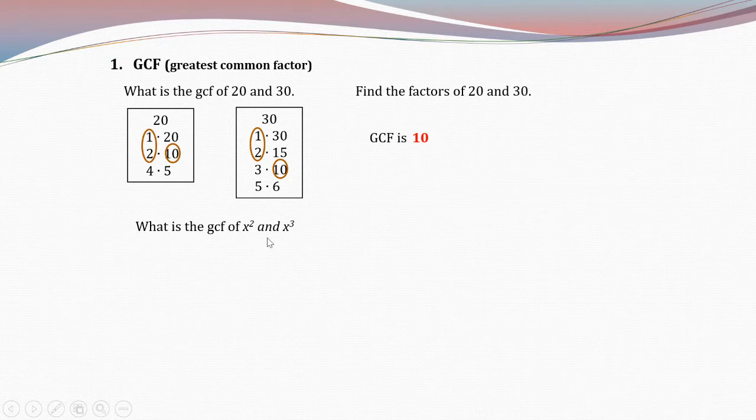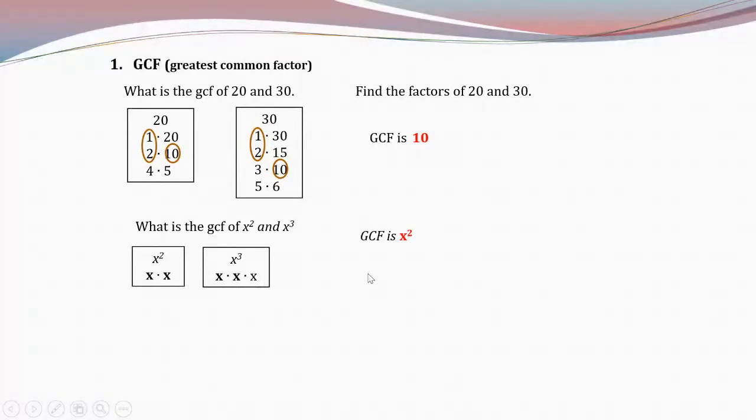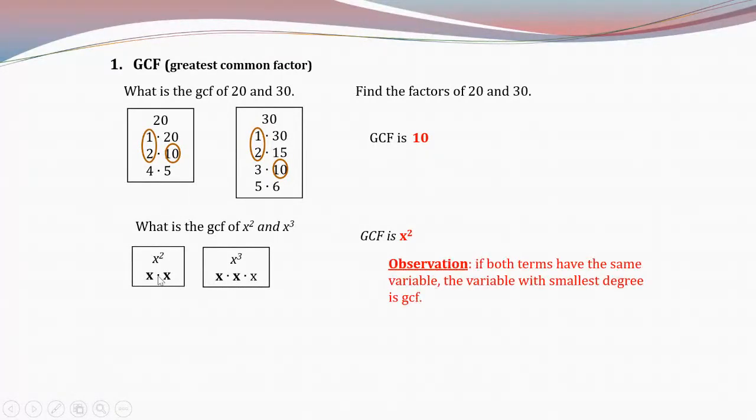What is the GCF of x squared and x cubed? X squared is the same thing as x times x, and x cubed will be the same thing as x times x times x. So the GCF is x squared, because they have 2 x's in common, right? They have 1 here, then they have another one, so they have 2 in common, and x times x will give you x squared.